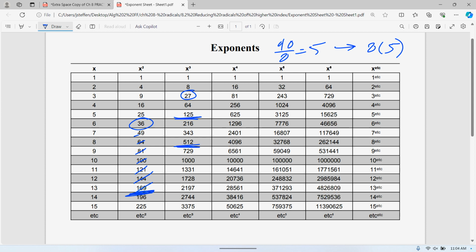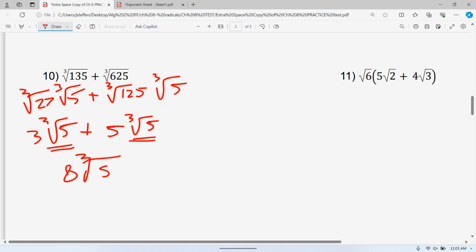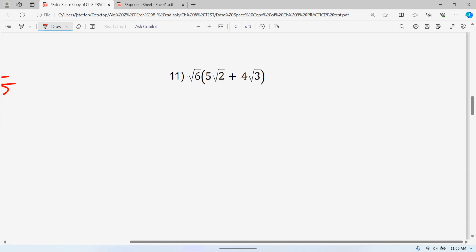And again, 216 doesn't, but 125 does. So this is root of 125 is 5. So remember, it has to be the same and they don't change. So 3 plus 5 is 8, and it just stays the third root of 5. Do not put the third root of 10 or the third root of 25. Remember that 5 doesn't change at all, but 6 times 2 is 12.